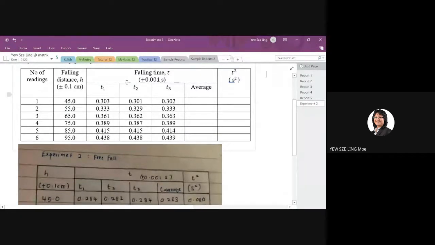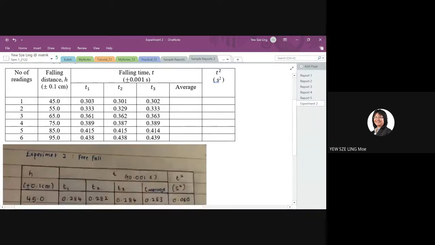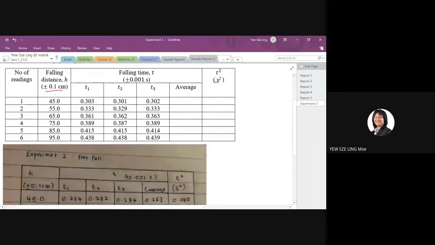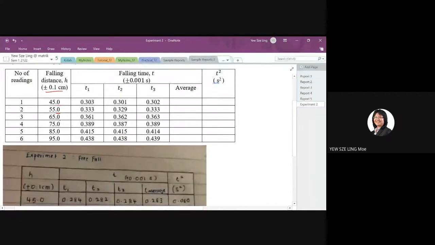So a table. First thing, number of readings. Now, number of readings is not a must. Okay, it's not a must. You can start from the falling distance. Now you check your own table. The first thing that you must have is the uncertainty, because you measure it with the ruler. Okay, plus minus 0.1 cm. So make sure all of the readings come with 1 decimal place.